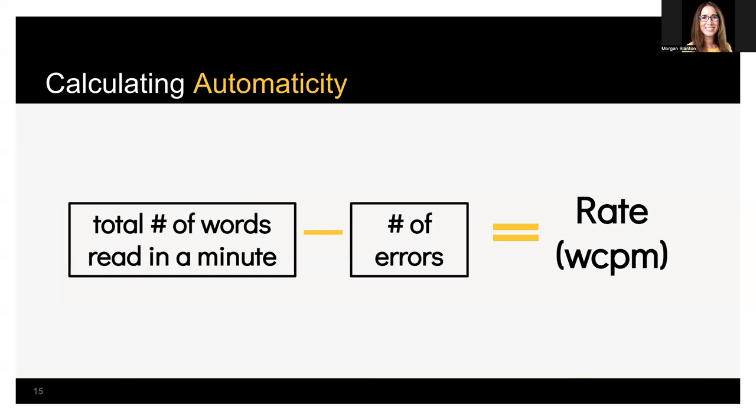Now, one thing I have not mentioned is that you are timing this for a minute. So your total number of words read is likely not going to be the whole passage. It could be, but it might not be the whole passage. So you'll have to calculate how many words they read in that minute, and then take away the errors, and then that will tell you their rate, their words correct per minute score. That is what you use to compare, because we know that these types of measures are norm referenced. So we compare it to other students at the same age or grade as the one you are assessing.